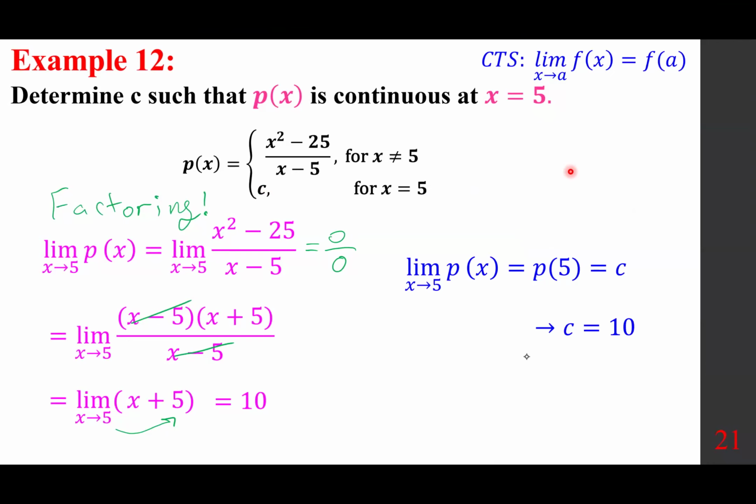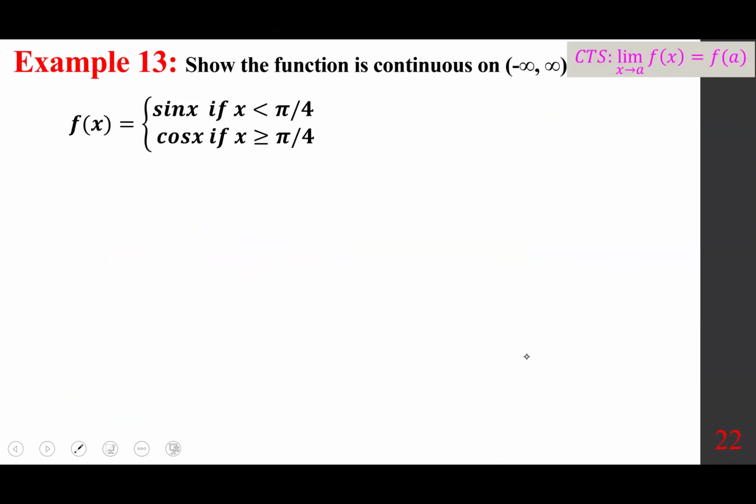So the choice of 10 will take care of the business. Sure, the function is continuous on negative to positive infinity. And again, the definition of continuity is that the limit of f of x as x approaches a equals f of a. So f of x is a piecewise defined function: sine x if x is less than pi over 4, and cosine x if x is larger than or equal to pi over 4.